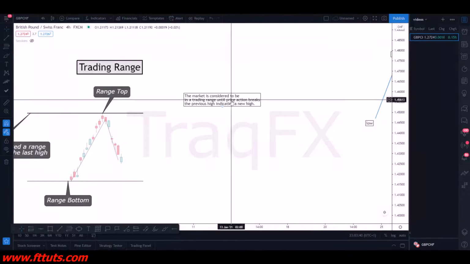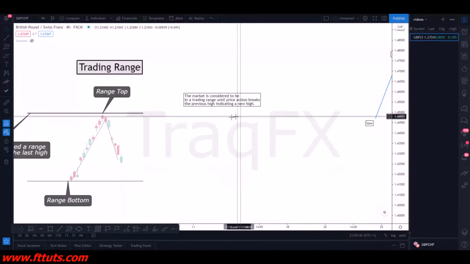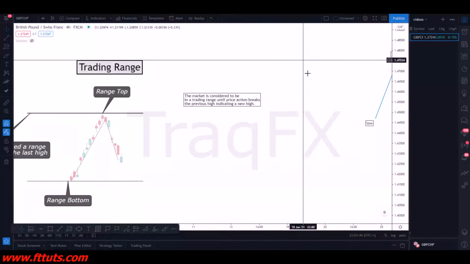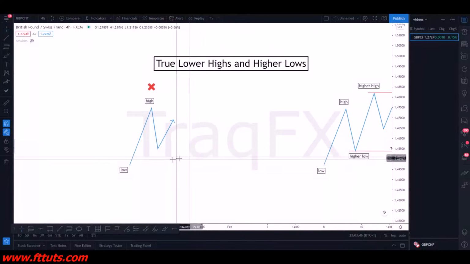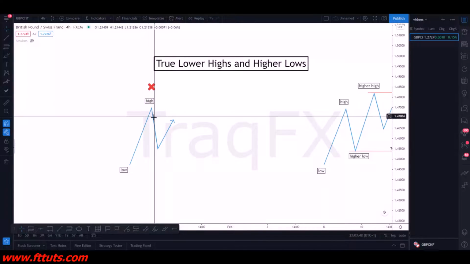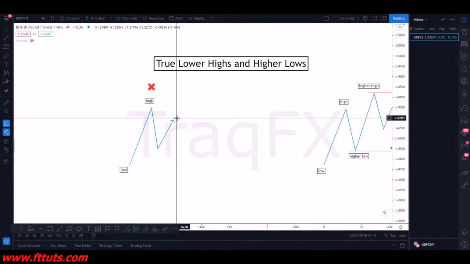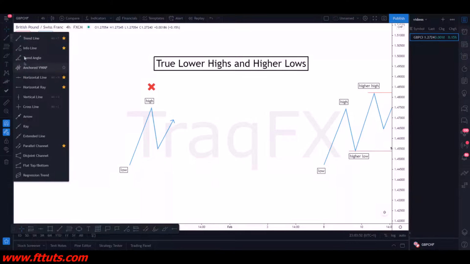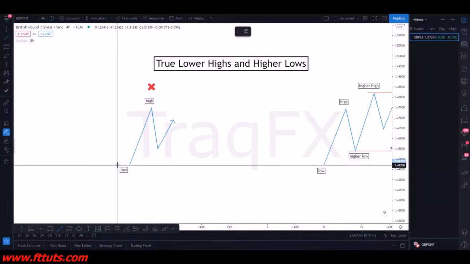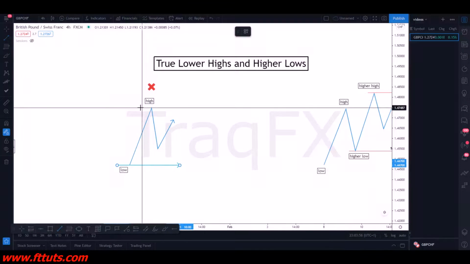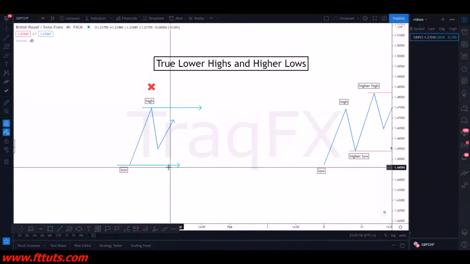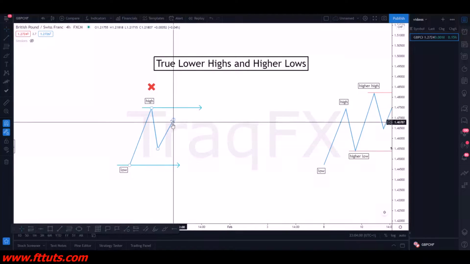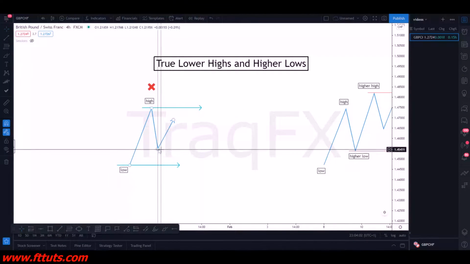The market is considered to be in a trading range until price action breaks the previous high, indicating a newer high was printed. So right here, we see that price creates a low to a high, but we didn't break the next high. We just consolidated. So in reality, all we're in is a trading range of this low up to this high. And if the market didn't print a new high, this isn't your higher low anymore.